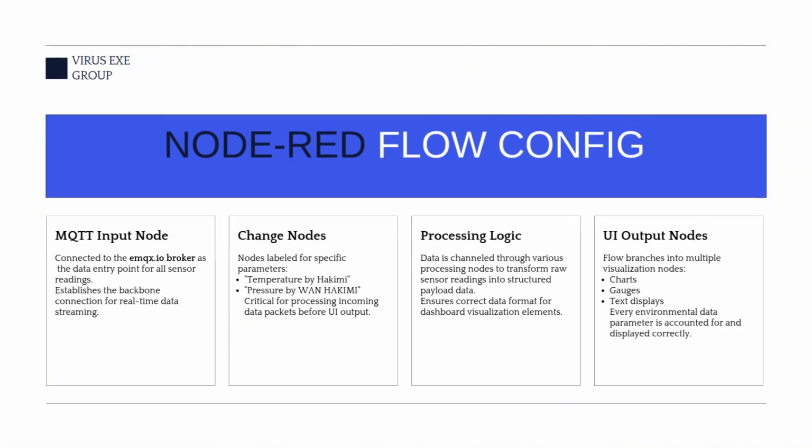The backbone of this IoT system is the Node Red flow configuration, which starts with an MQTT input node connected to the MQX.io broker. Once the connection is established, the data is channeled through various change nodes labeled for specific parameters such as temperature by Hakimi and pressure by Juan Hakimi. These nodes are critical for processing the incoming data packets before they are sent to the output UI elements. The flow is designed to branch out into multiple visualization nodes, including charts and gauges.